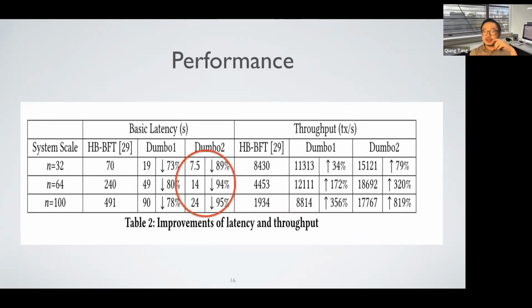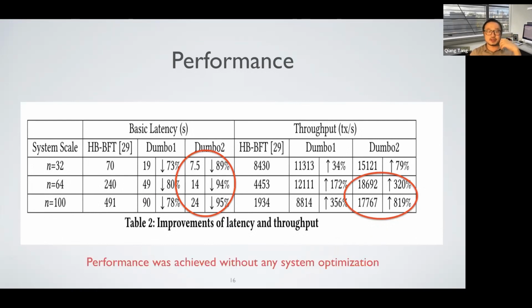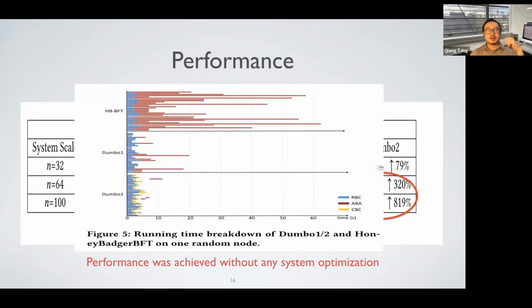And the concrete numbers also support this. You can just take a look, and all the experiments were actually done without any optimization. We also did a breakdown of the protocol components, which again justifies our protocol design philosophy. If you look at Honey Badger, the number of slow instances is not small, but in Dumbo 2, the number of slow instances becomes only maybe 1. So the overall protocol is not impacted by the slowest instance.